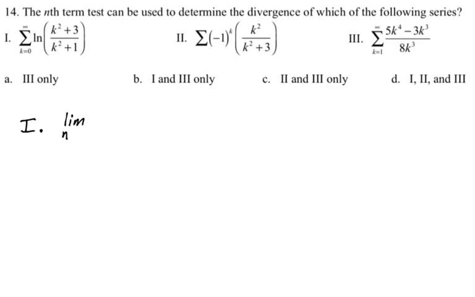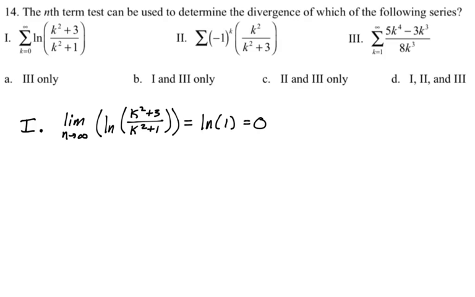Option 1, the limit as n approaches infinity of the natural log of k squared plus 3 over k squared plus 1. Well, I guess I should have done k goes to infinity. I always mess that up. So if k goes to infinity, then inside the natural log, you get just 1, because the limit of k squared plus 3 over k squared plus 1 is 1. So you get the natural log of 1. The natural log of 1 is 0, which means that the n-term test tells us nothing about this. So option 1 doesn't work.